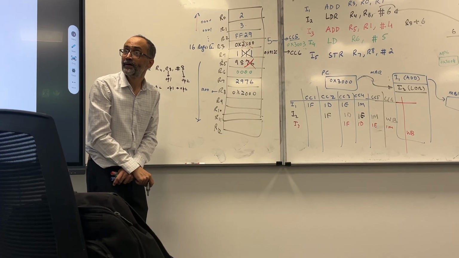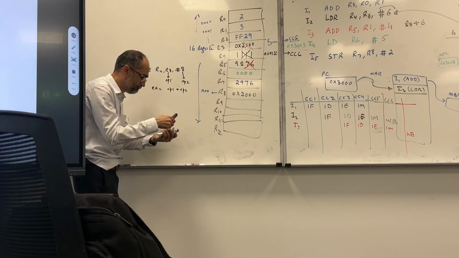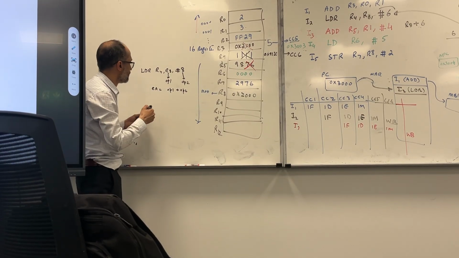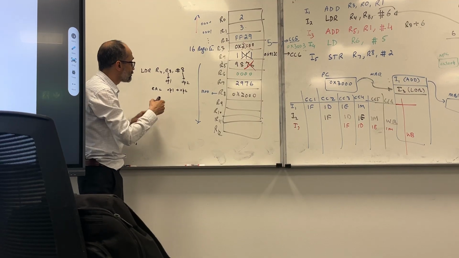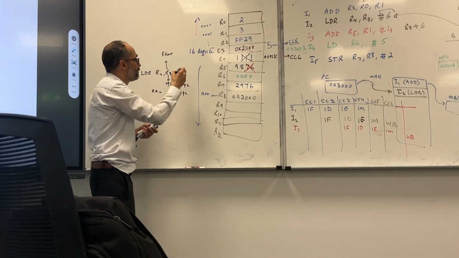Operand 1 plus operand 2, and this will be the effective address. Now please remember, this is tricky. How do we calculate the effective address? So this is the effective address. So this is actually what? Actually this is our base. And what is this?